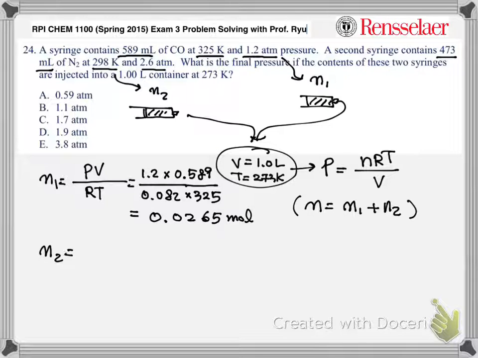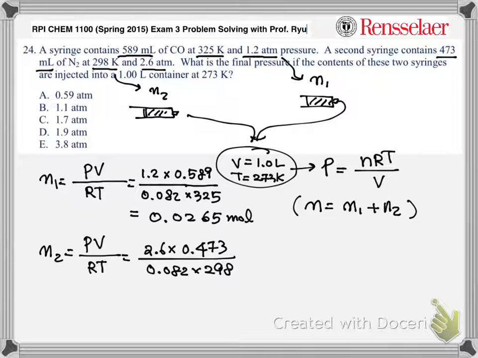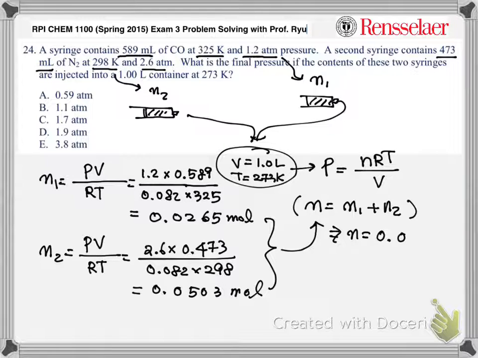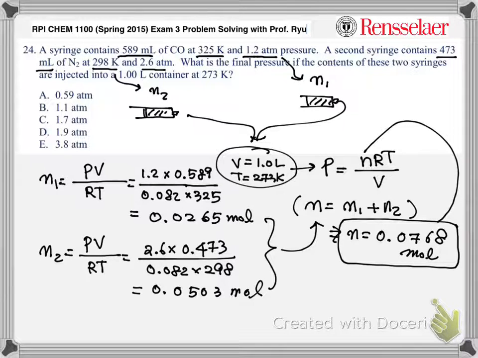Okay, what about the number 2? The same, PV equals nRT. So if I do that, pressure is 2.6, volume in liter 0.473, and R 0.082, and the temperature is 298, and that will give me 0.0503 mole. So combining this together, I will get N, which is the sum of those, 0.0768 mole. Okay, so this is the number of moles of the gas going in the container.